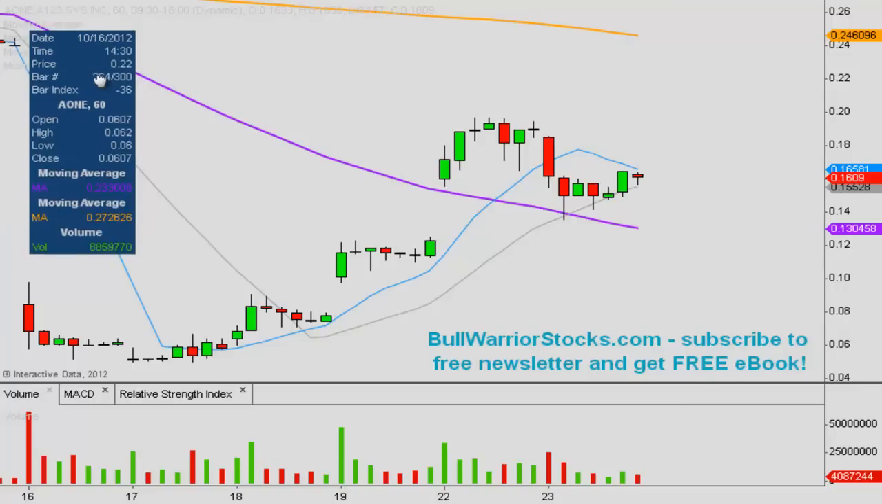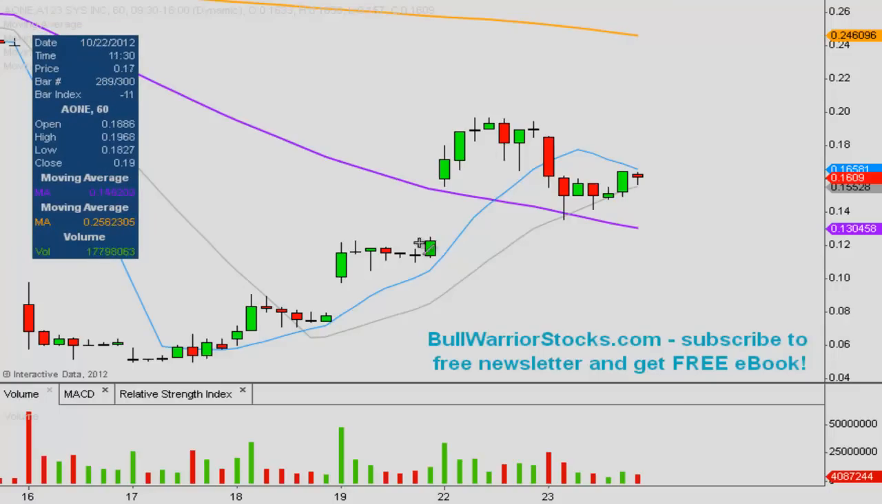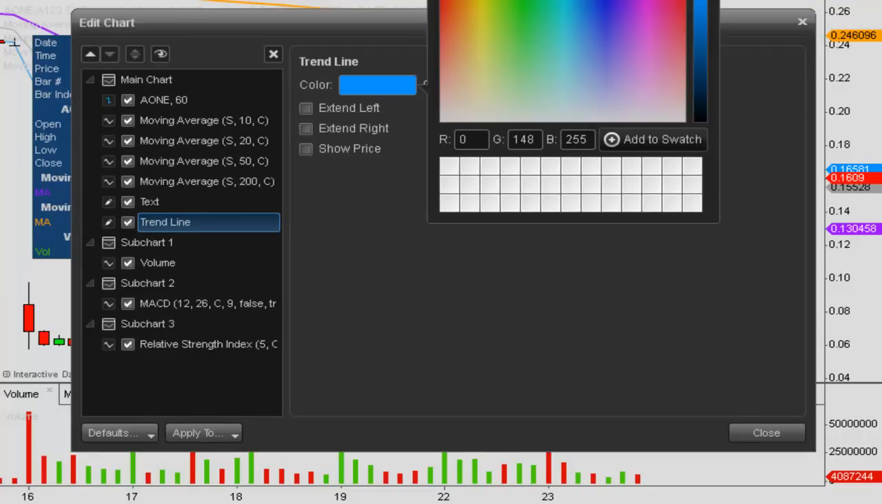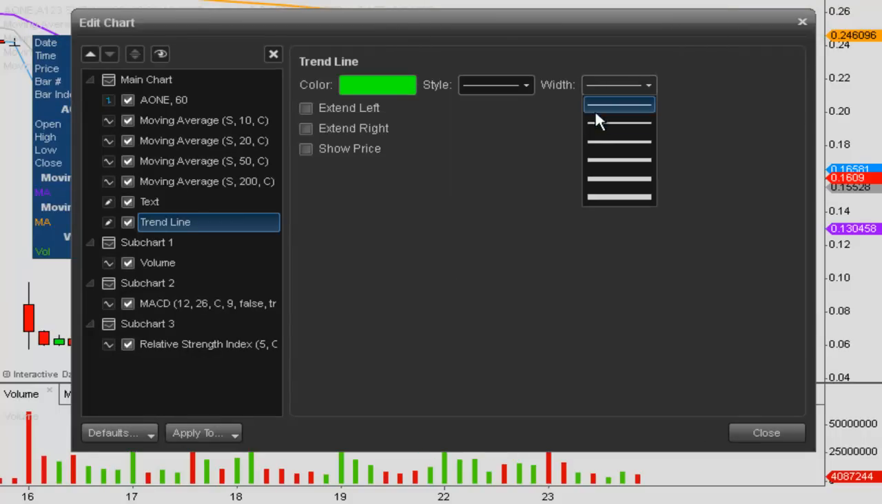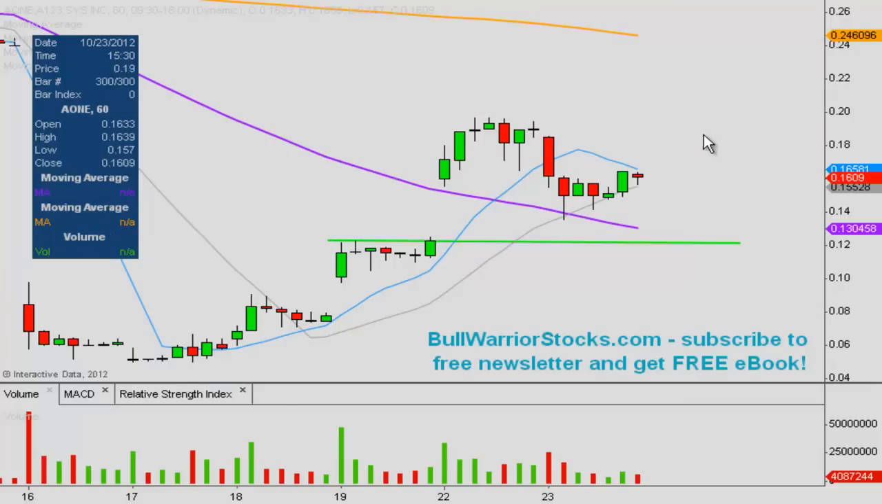In terms of other levels of support, we have these highs here before the gap up. We'll call this right at 12.5 cents. So this will be another key area of support on any sort of pullback. So if that 50 period does not hold, then the next level that ideally you're going to want to see hold is right here at 12.5 cents.